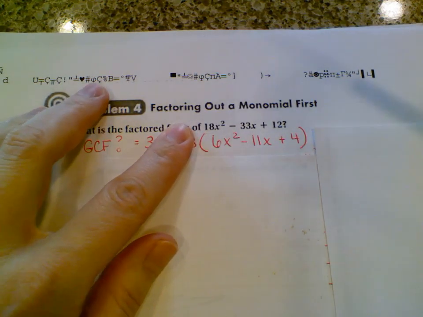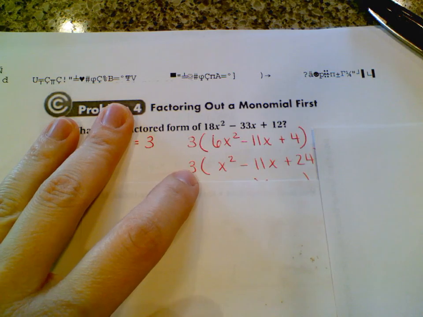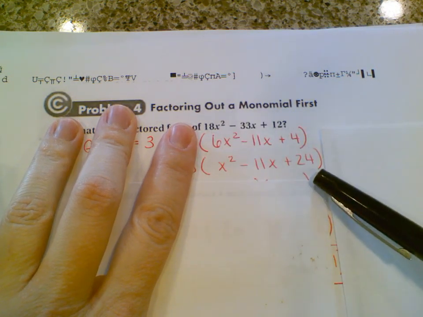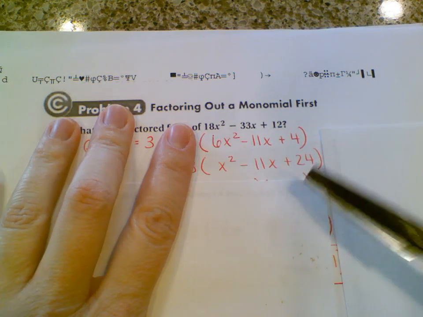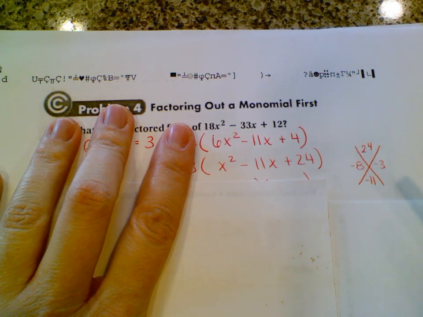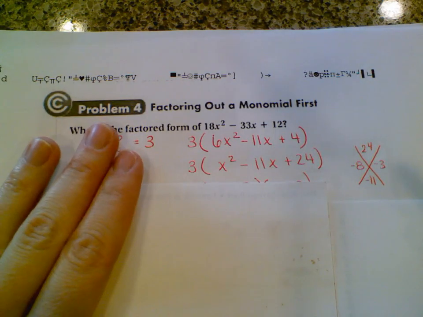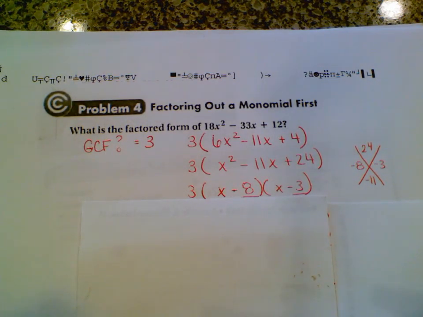So what you're going to do next is just follow the same process that you were doing before. The 3 will stay out in front, and I will slide that 6 over so that it now becomes x squared minus 11x plus 24. After I slid, I found factors so that I could factor it out. So factors of 24 that would add or subtract to negative 11. I would use negative 8 and negative 3. So now my polynomial says 3 times the quantity x minus 8 and x minus 3.